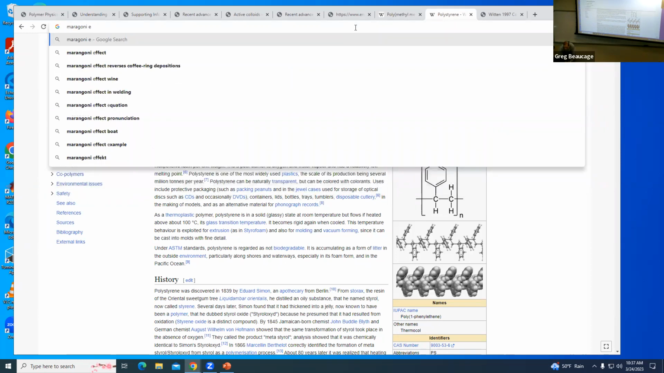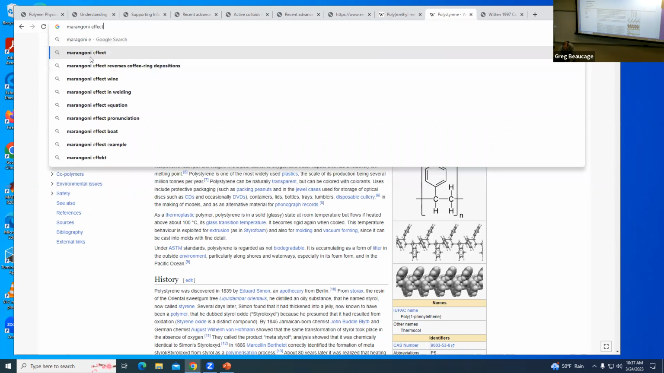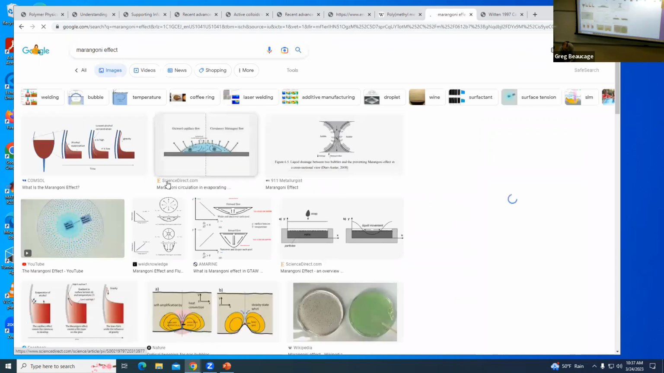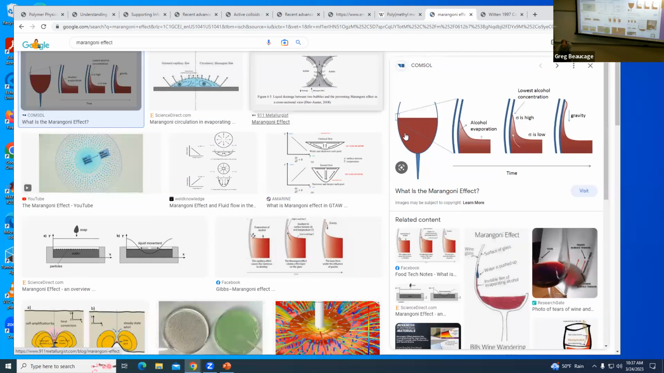Marangoni effect. The coffee ring part, this shows it pretty good. So basically you've got particles suspended in the wine. The wine goes up at the edge of the glass. So this all has to do with food, like food that isn't good for you, like coffee and wine.